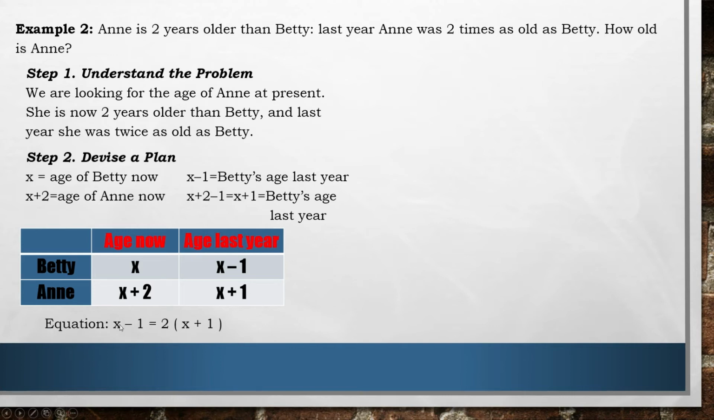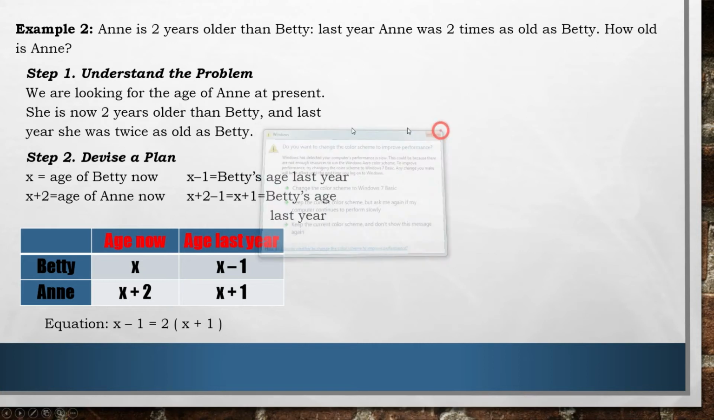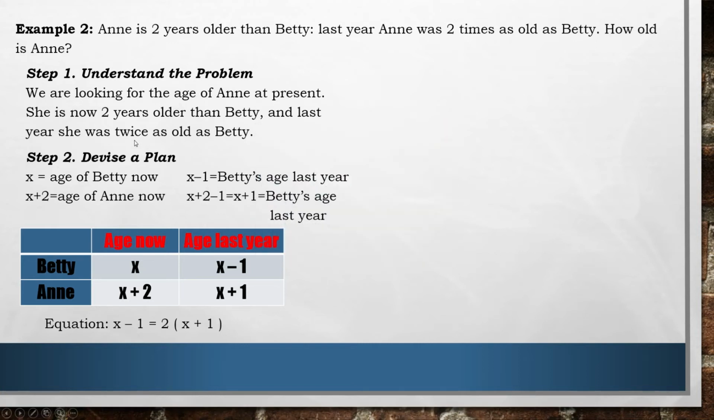So we go back to our equation. X minus 1 is equal to 2 times x plus 1. So x minus 1 is taken from here, and then x plus 1 is taken from here. Now the question is, where did we get 2 here? This 2 is a constant. Okay? So going back to our problem, it says she was twice as old as Betty. So twice as old as Betty, that is the age of Anne.